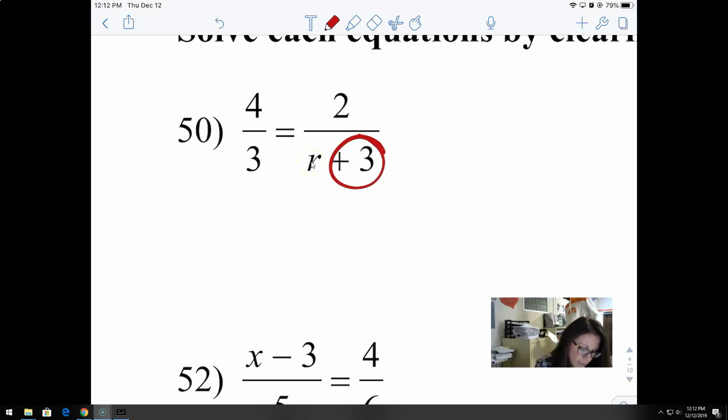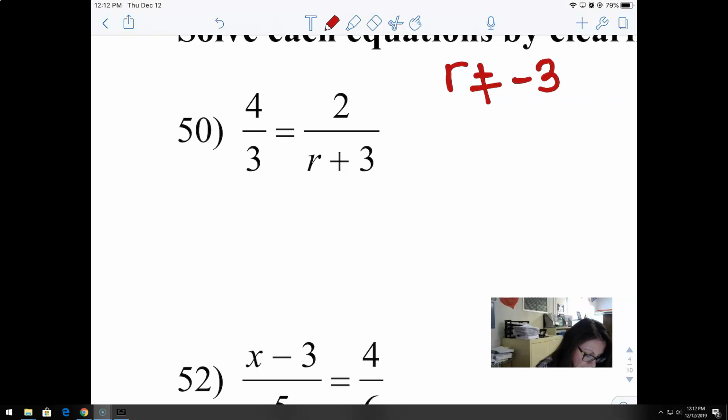Well, what's the opposite of a positive 3? The opposite of a positive 3 is a negative 3. So what we would end up having is r could not equal negative 3. Because if I plugged in a negative 3 for r, negative 3 plus 3 would give me a 0 in the denominator. So basically, whenever you have a variable in the denominator, you should have an excluded value. And only in the denominator. You can have a variable in the numerator, just not in the denominator.